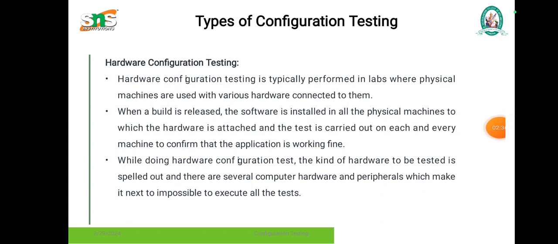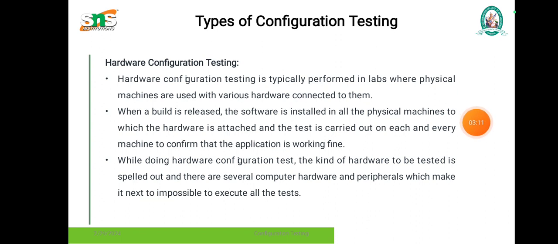And next is hardware configuration testing. Hardware configuration testing is typically performed in labs where physical machines are used with various hardware connected to them. When a build is released, the software is installed in all the physical machines to which the hardware is attached, and the test is carried out on each and every machine to confirm that the application is working fine.